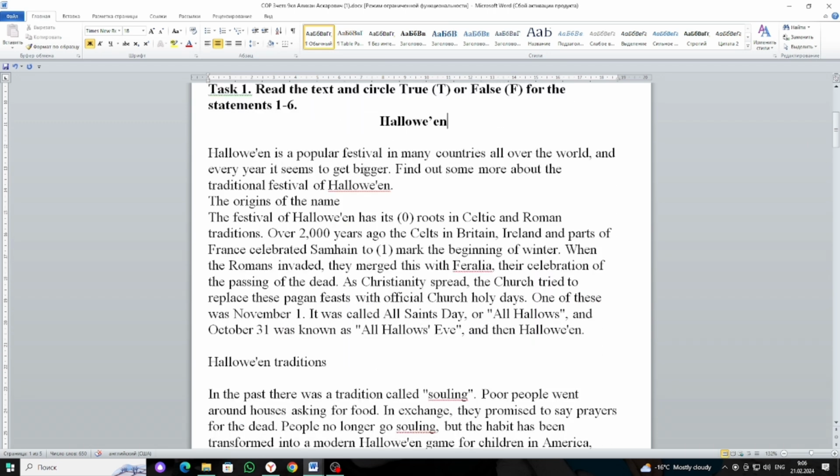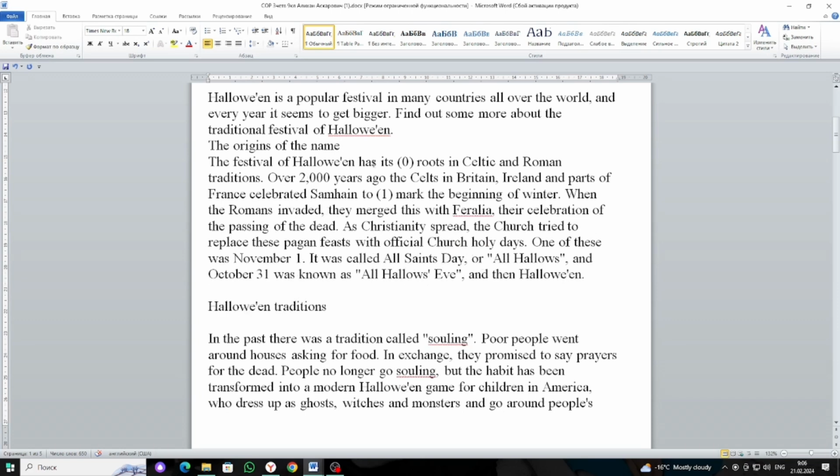Halloween. Halloween is a popular festival in many countries all over the world, and every year it seems to get bigger. Find out some more about the traditional festival of Halloween. The origins of the name. The festival of Halloween has its roots in Celtic and Roman traditions. Over 2,000 years ago, the Celts in Britain, Ireland, and parts of France celebrated Samhain to mark the beginning of winter. When the Romans invaded, they merged this with Feralia, the celebration of the passing of the dead.